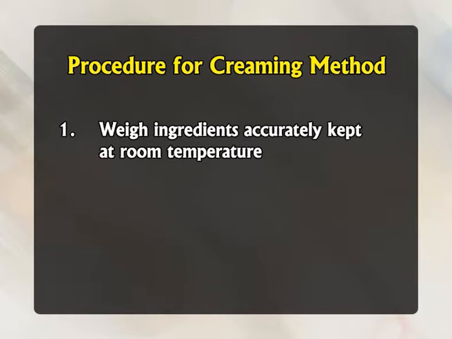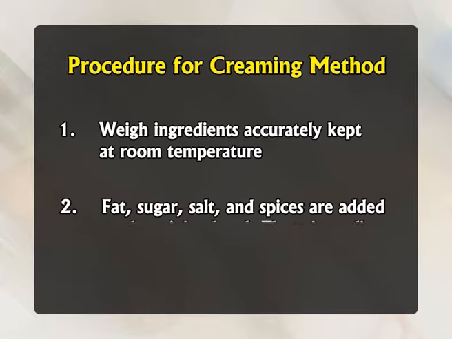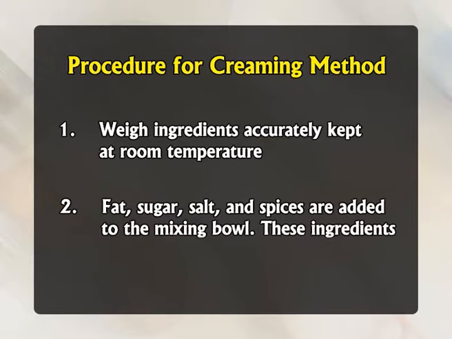If the cookie is very short, that is high in fat and low in gluten development, or if it's thin and delicate, too much creaming will make the cookie too crumbly. Procedure for creaming method. Number first, weigh the ingredients accurately, kept at room temperature. Number second, the fat, sugar, salt and spices are added to the mixing bowl. These ingredients are mixed at low speed.